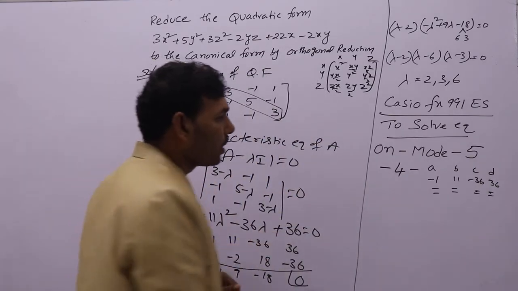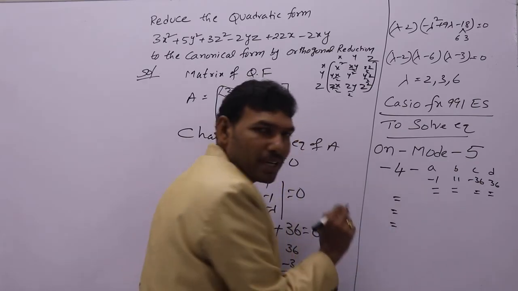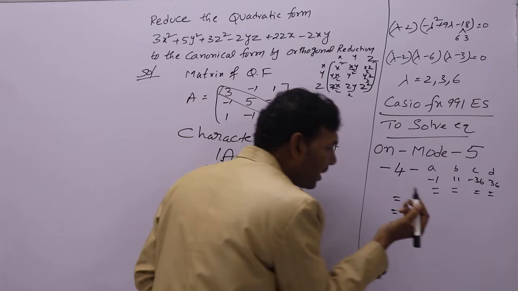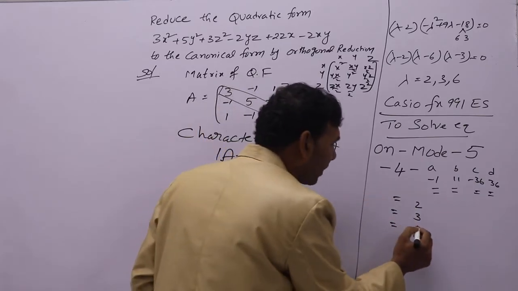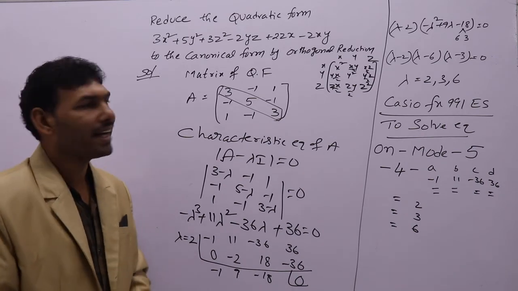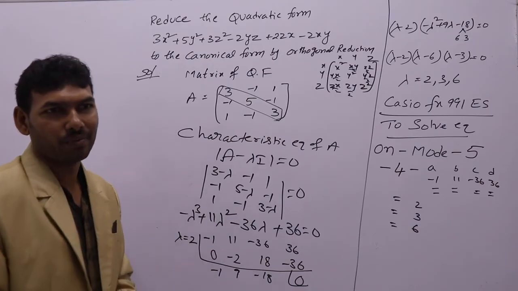After pressing equal to, press equal to 3 times, you will get this value. If you press equal to the first time, you will get 2. The second time, you will get 3. The third time, you will get 6. Like this also, one can easily calculate eigenvalues using a calculator without this synthetic division. Clear?